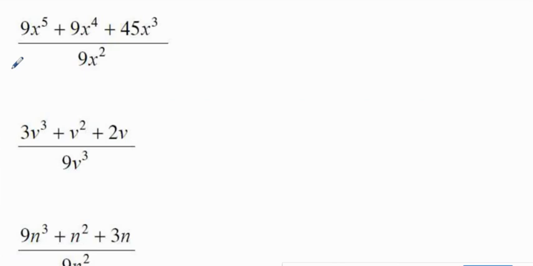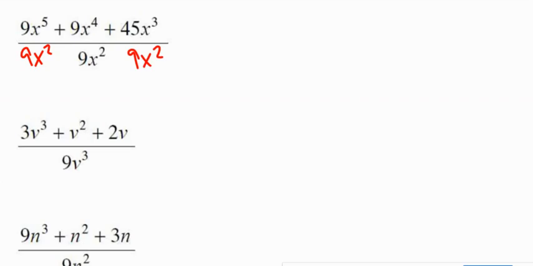Okay, so if I have that polynomial in the numerator of 9x to the 5th plus 9x to the 4th plus 45x cubed, I'm dividing each term by 9x squared. It's kind of similar in the sense of when we multiplied binomials, that was distributed through to every term. Kind of the same idea here. I'm dividing that entire polynomial in the numerator by 9x squared. So I'm just going to rewrite it under each term just to separate that out.